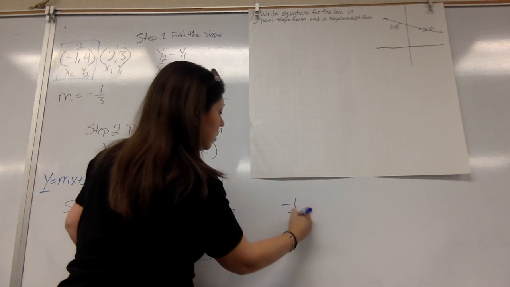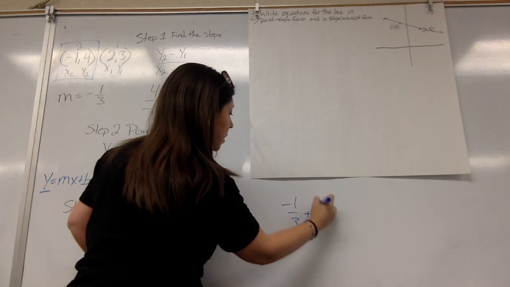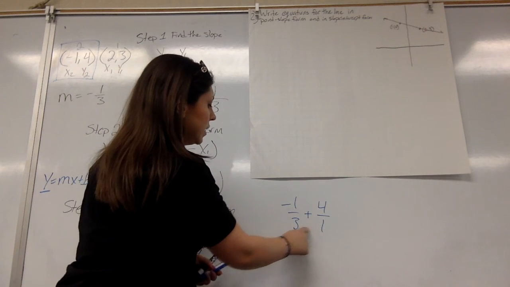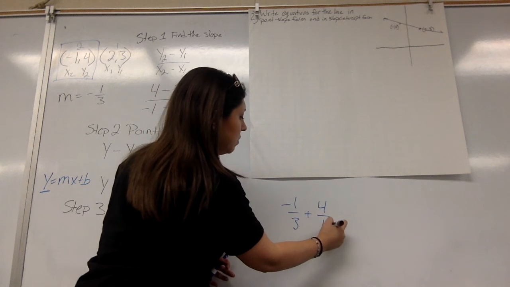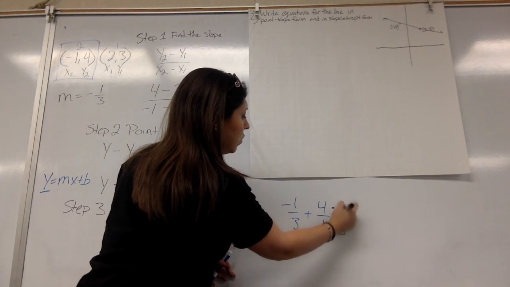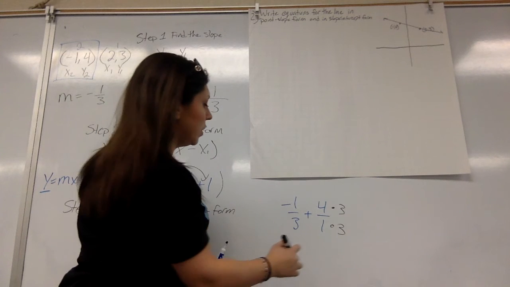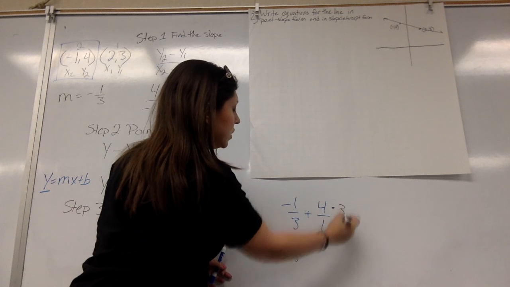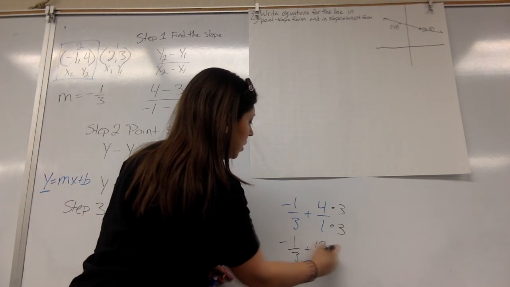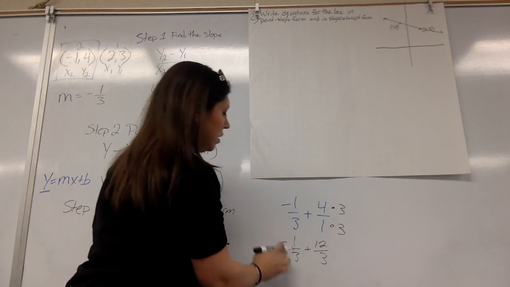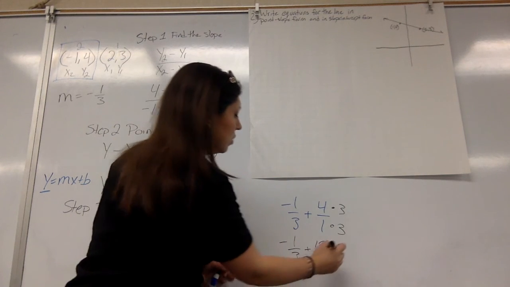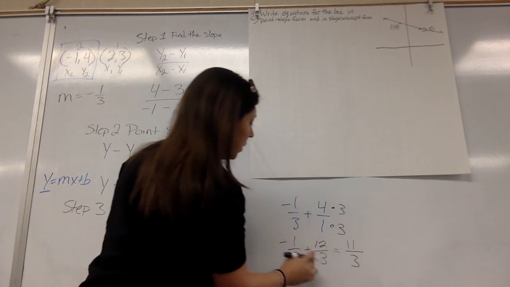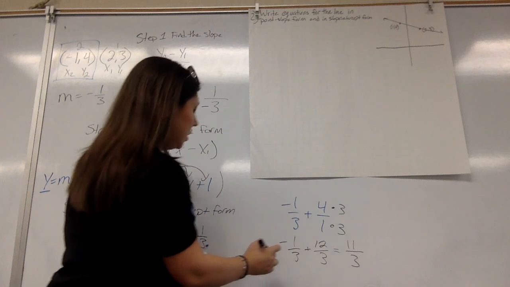I have -1 over 3 plus a +4 over 1. We put it over 1 because it's a whole number. Since I have a 3 and a 1, we need it to be the same, so we're going to multiply this by 3, and whatever we do to the bottom, we have to do to the top. So I get -1 over 3 plus 4 times 3 is 12. And 1 times 3 is 3. I have different signs, so I'm going to subtract. 12 minus 1 is 11 over 3. And because a 12 is bigger, it's going to end up being a positive.